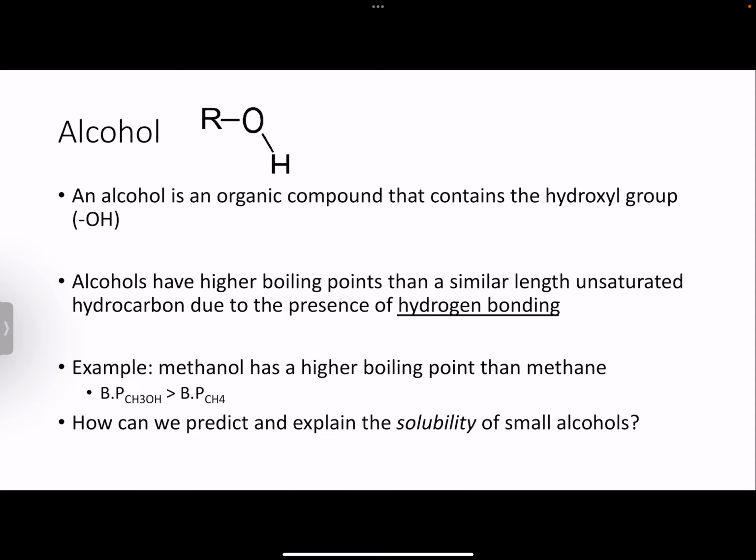So an alcohol group is a compound that contains a hydroxyl. This R just represents any carbon chain, and an alcohol group has an oxygen and a hydrogen bound to the chain at some point. Alcohols have higher boiling points than a similar length hydrocarbon due to the presence of hydrogen bonding.